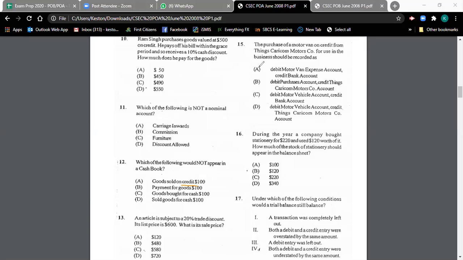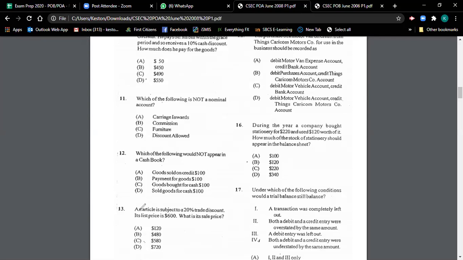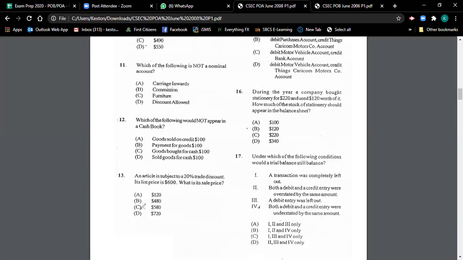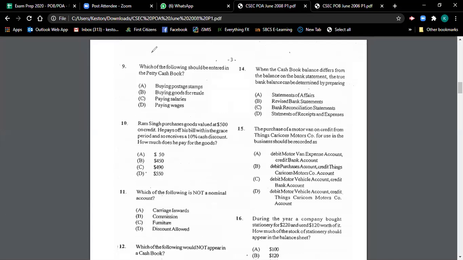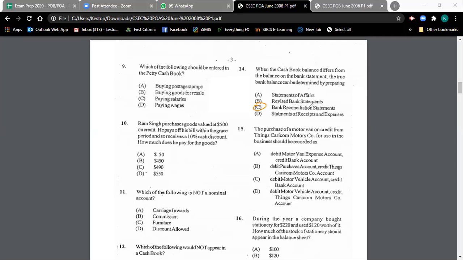Well done. 13, an article is subject to a 20% trade discount. Its list price is $600. What is its sales price? Yep, very good. Good answers, Cristiano, Alex, Shania, Ariana. 480. 14, when the cash book balance differs from the balance in the bank statement, the true bank balance can be determined by preparing a. Yep, very good, Alex. Well done, Shania, Avisha, Ariana, Simon. Bank reconciliation statement.